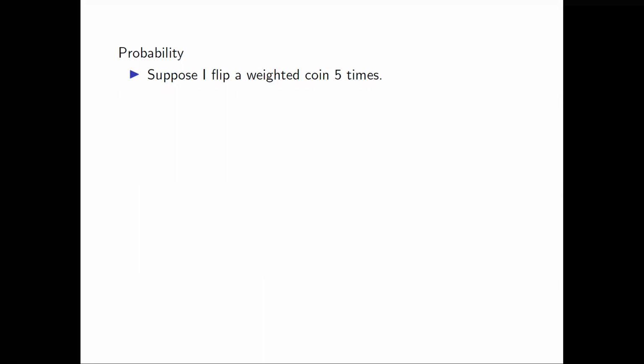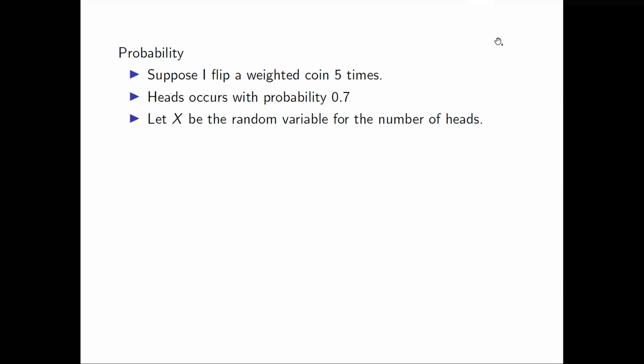So now let's look at the same problem, but instead we'll consider a weighted coin. We'll still flip it five times. And this time it'll land on heads with a higher probability than 1/2. It'll be 0.7. We'll define a random variable for the number of heads. Again, we'll let it be x. And the question is to find the probability, again, that x equals 2.